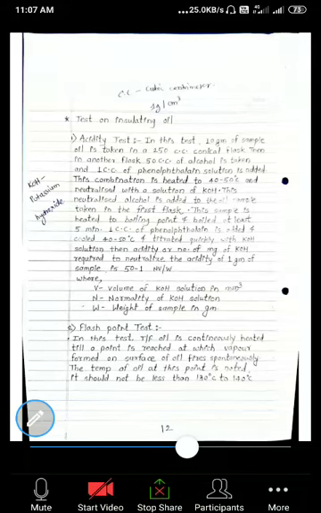Meaning of insulating oil. The first one is the acidity test. In that acidity test, 10 gram of sample oil is taken in a 250 cc conical flask. Then in another flask we have to take 50 cc alcohol, and 1 cc of phenolphthalein solution is added. This combination is heated to 40 to 50 degrees Celsius and neutralized with the solution of KOH, that is potassium hydroxide.